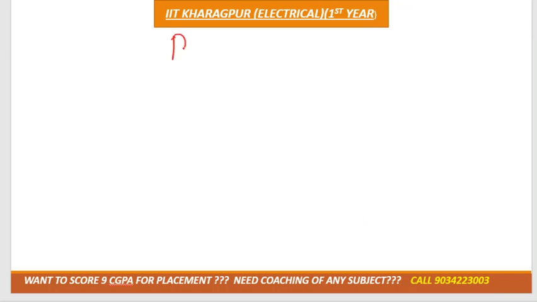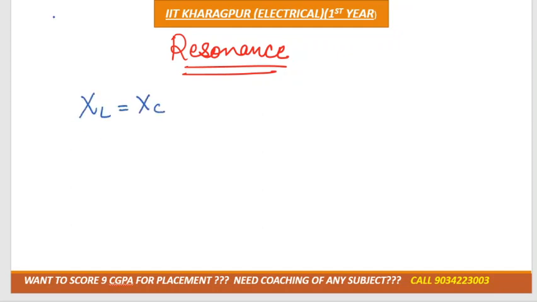Okay, next we'll study about the resonance. Basically, what is resonance? Resonance is a condition in which XL would be equal to XC. What is basically XL? As you already know, XL is the inductive reactance, right? And the formula for XL is 2 pi FL. XC is the capacitive reactance and its formula is 2 pi FC.